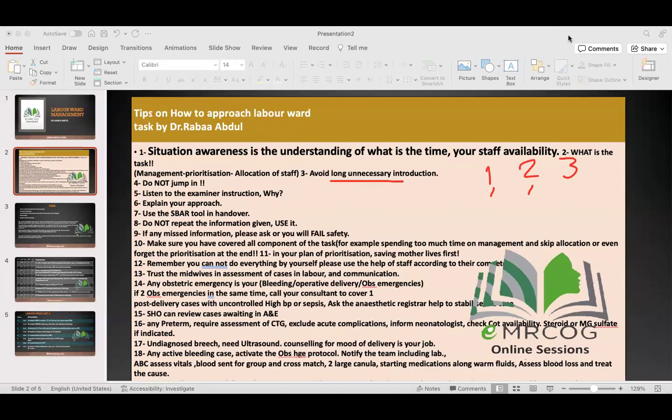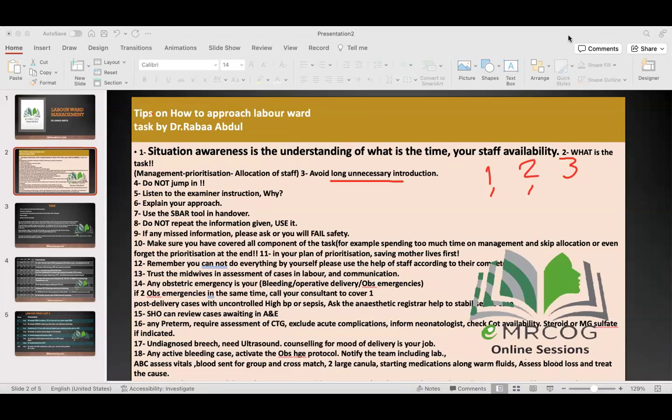One examiner is just listening to you, judging your approach and how safe a doctor you are. The other one has what is called an evolving scenario. What is an evolving scenario? It means he has some information, and based on this information, the management of the case will be decided. If you didn't ask about this information and just jumped into the management, this will be considered unsafe management and you will fail. So it is very important.